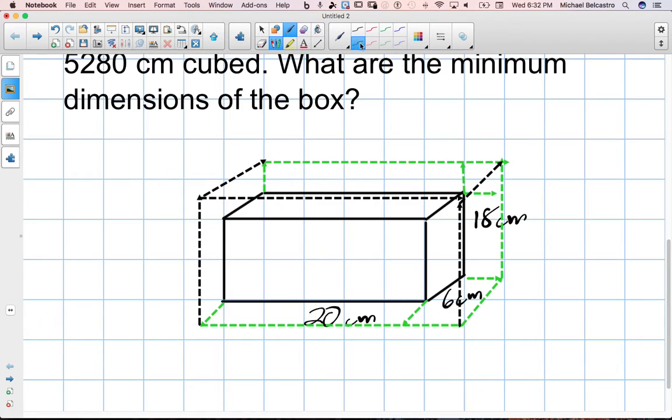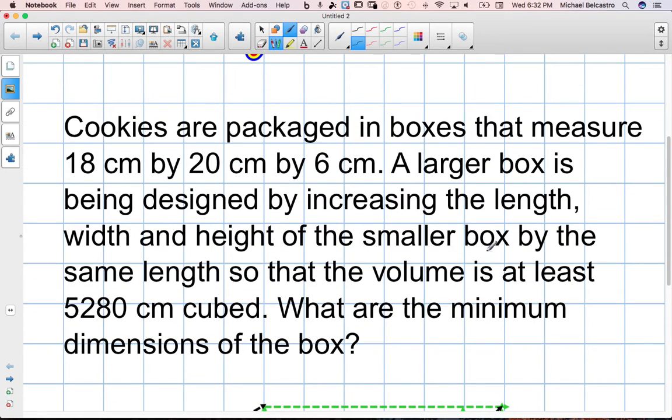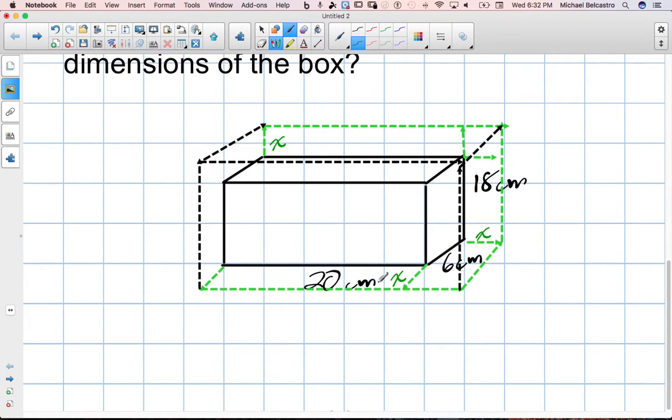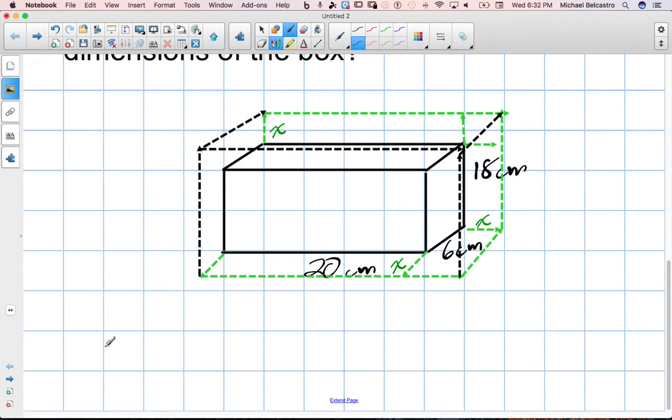Isn't it 4 times what it should be? 4 times? No, it just says they're going to increase by the same length. So the increase every single time, those little green lines I wrote, is going to be x, right? So the height goes up by x, the width goes up by x, and the depth goes up by x. So if we were to create a formula for this, we know that we have a width of 20 centimeters plus x, right? We don't know how much it's increasing, but it's increasing by the same amount.